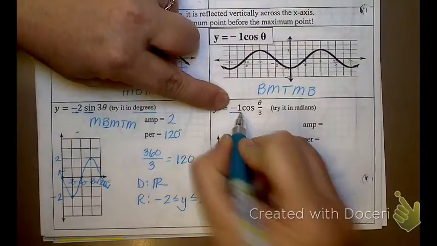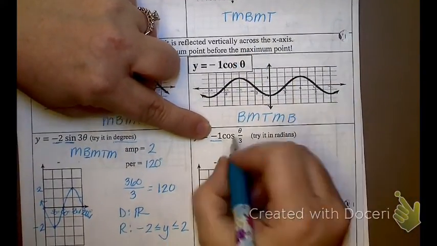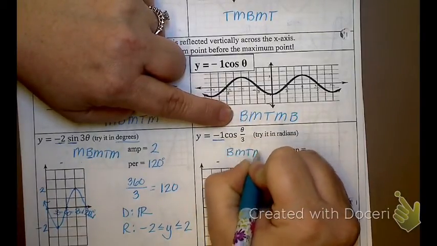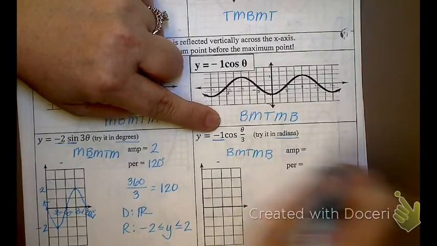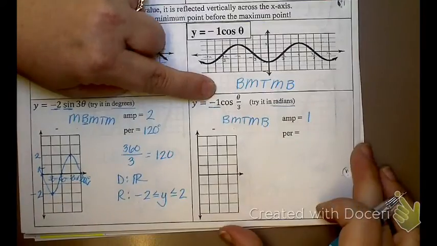Because this is negative, I'm not going to be using my Teenage Mutant Ninja Turtle one. I'm going to be using this guy. So bottom, middle, top, middle, bottom. We're going to be doing this one in radians. My amplitude is going to be 1. Again, amplitude has to be positive.